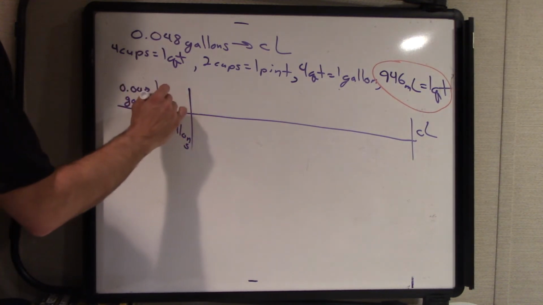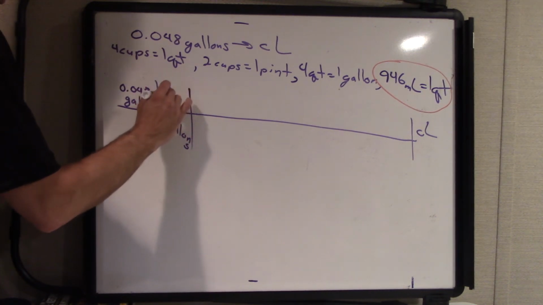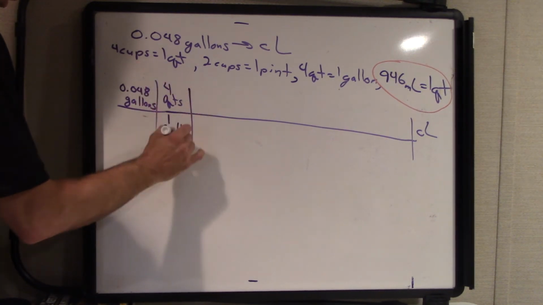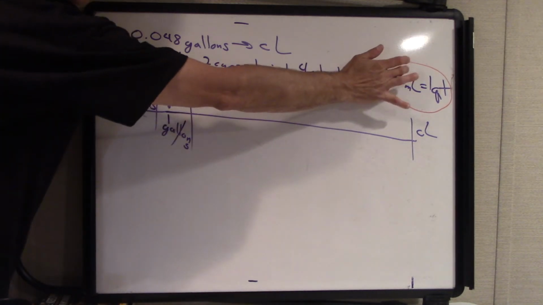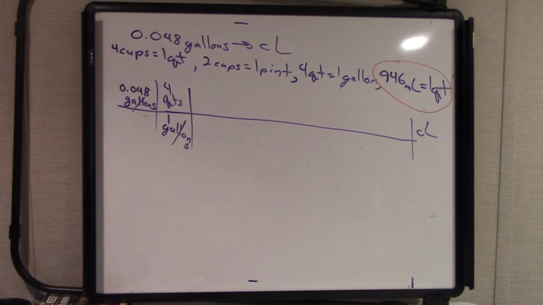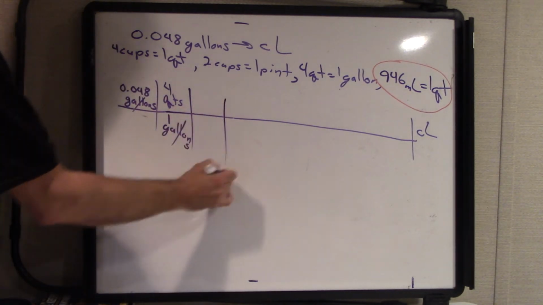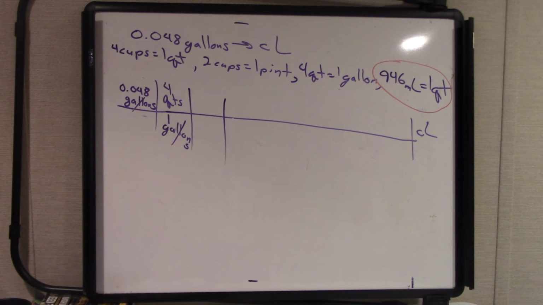1 gallon, 4 quarts. My gallons have canceled. Now I have quarts. Why did I do that? Well, I did that because now I can use this key equality. I can now do that conversion between the English and the metric. So we're going to go ahead and use that.